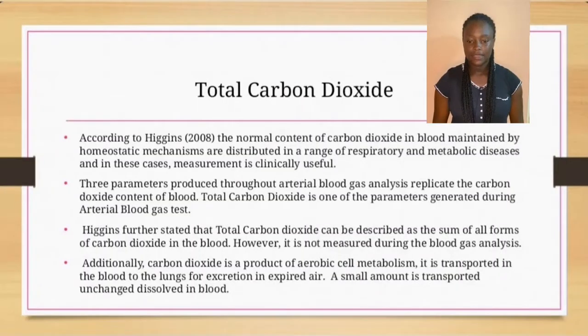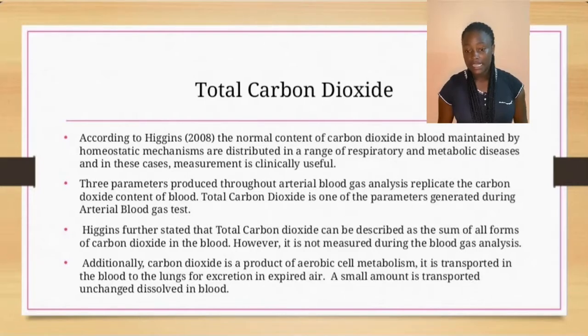Focusing on the topic, total carbon dioxide. Total carbon dioxide can be described as the sum of all forms of carbon dioxide in the blood. However, it is not measured during the blood gas analysis. Carbon dioxide is a product of aerobic cell metabolism. It is transported in the blood to the lungs for excretion in expired air.